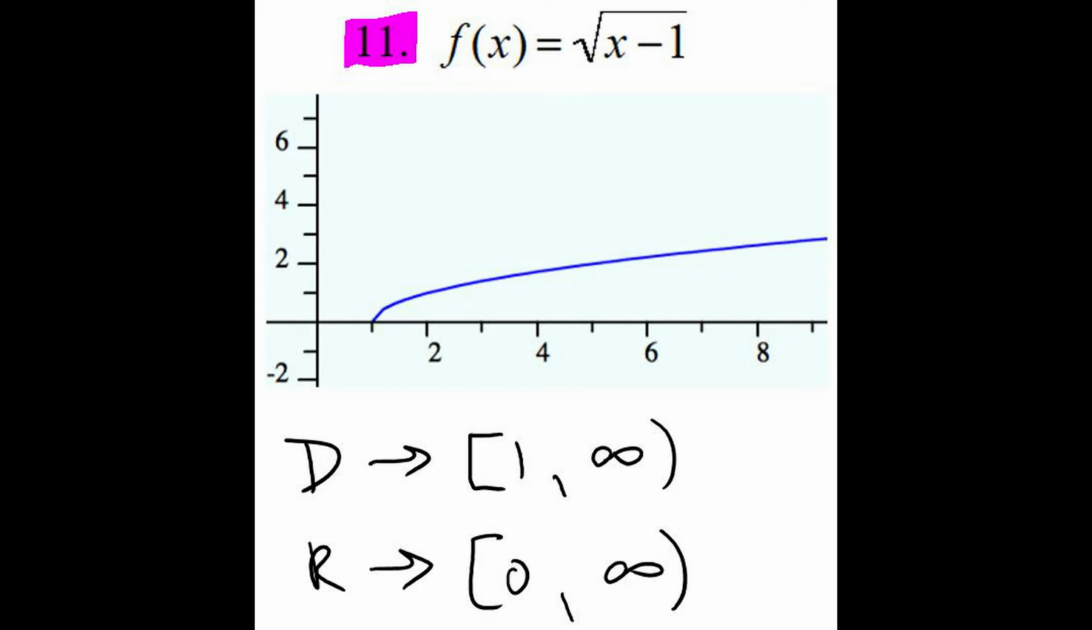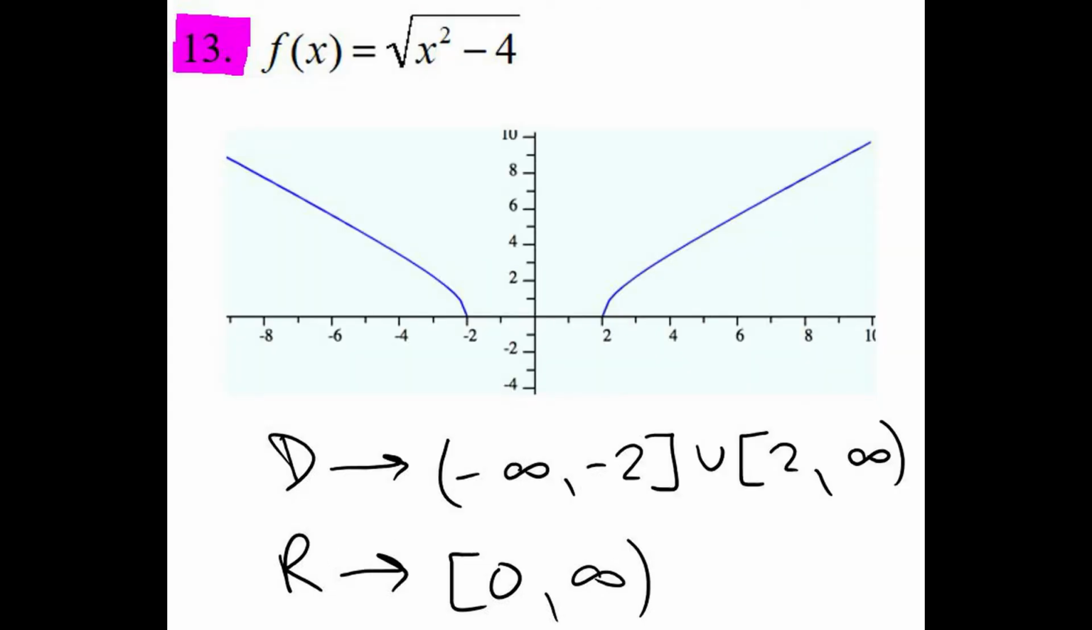Same trick for range, but now we're looking at the y-axis. So this one starts all the way at 0, and then it goes up forever. It goes up slowly, but it goes up forever. So we do 0 with a hard bracket, comma, infinity with a soft bracket, and we're done.